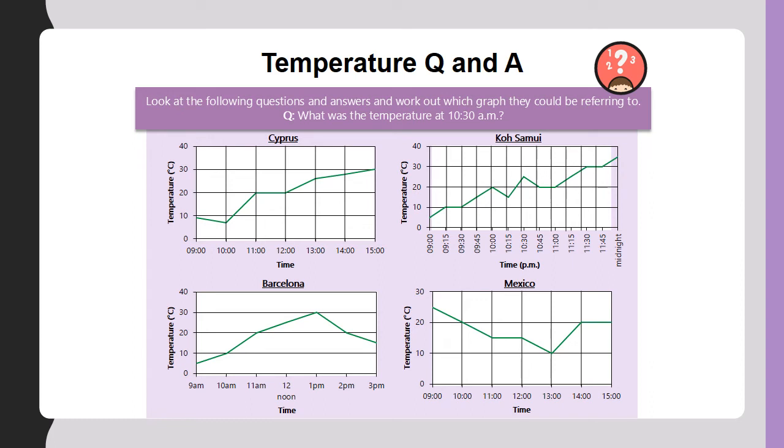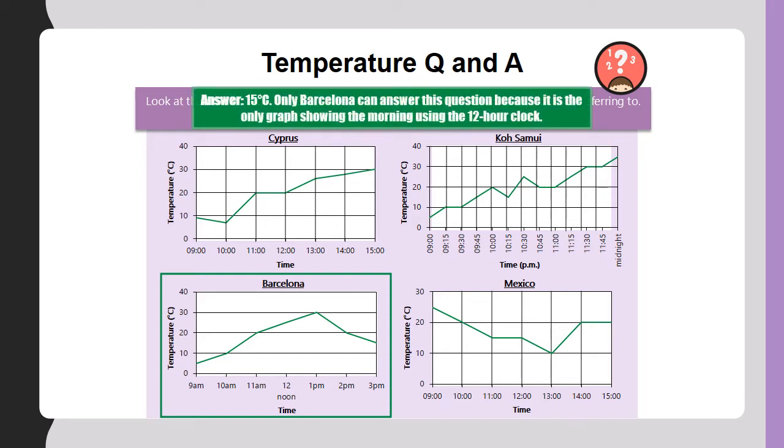Now I know most of you probably got this one and you spotted that actually there's only one line graph that shows that information, and that's Barcelona. So Barcelona at 10 a.m. the temperature at 10:30 a.m. the temperature was 15 degrees Celsius. So well done for those of you who got that.